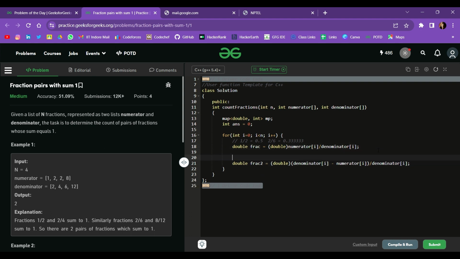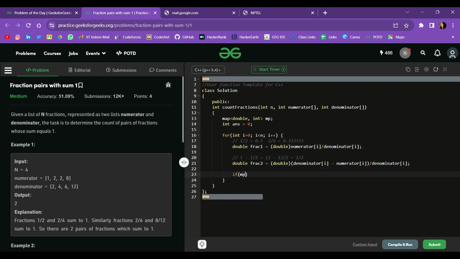So this is 1 minus 1 by 2 becomes 2 minus 1, and this is whole divided by the LCM as the denominator. So this becomes 1 by 2. So this is our fraction 2. Let me name it fraction 1. Now we need to find this in our map.